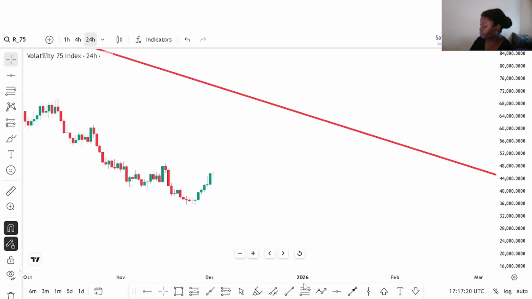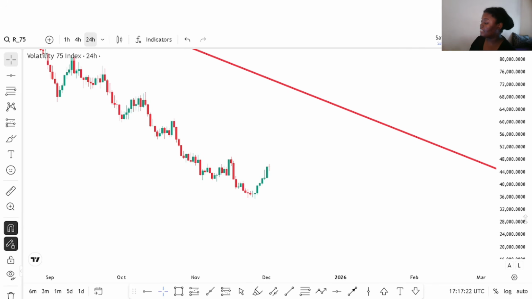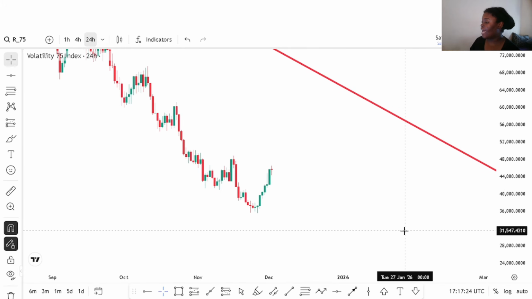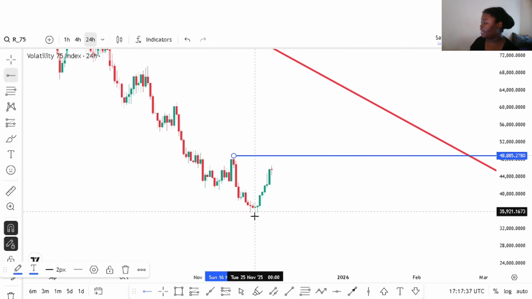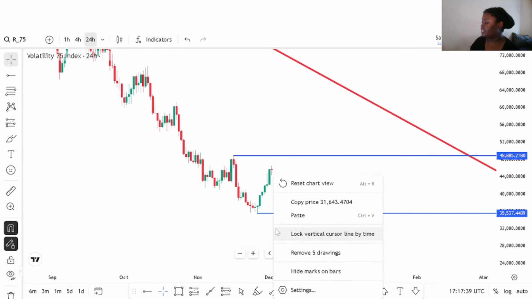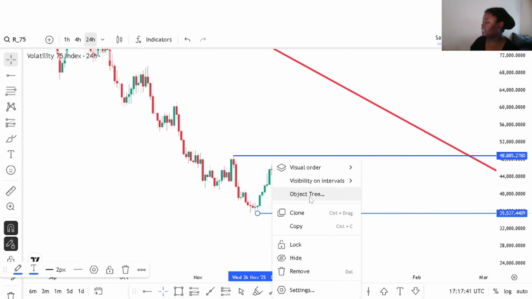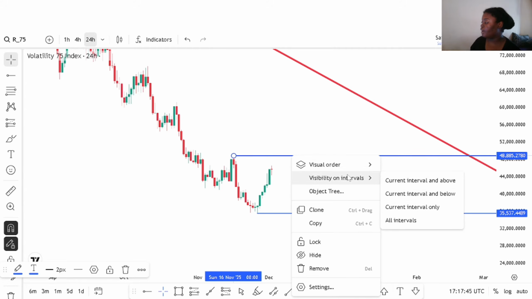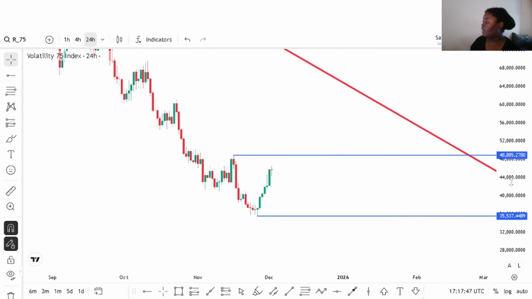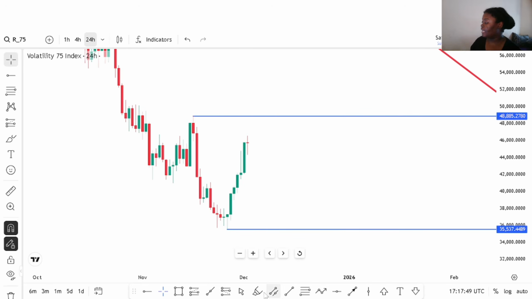Since I'm still on the 24-hour time frame, I outline my external structure. The last relevant swing high on the 24-hour time frame is this high up here, and this is the low that started the retracement in the first place. This is going to stay on the 24-hour time frame for me because I don't want it to confuse me. So that's what we're working in.